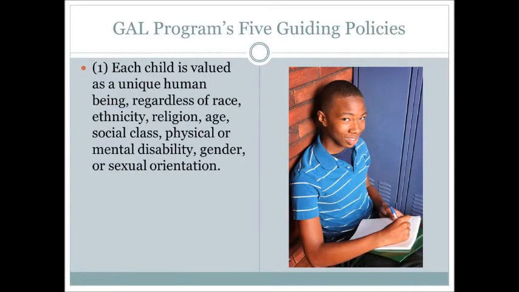I want to quickly go through the 5 guiding policies that are set forth in the program rules so that they kind of give you an idea of what the GAL program's overarching goals and policies are. First is that each child is valued as a unique human being, regardless of race, ethnicity, religion, age, social class, physical or mental disability, gender, or sexual orientation.